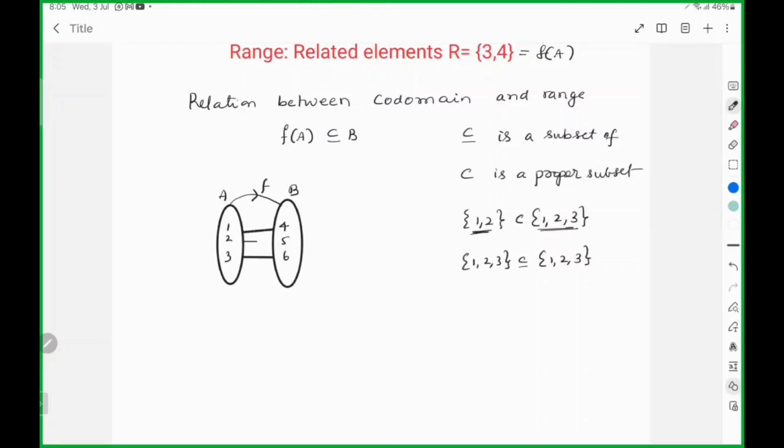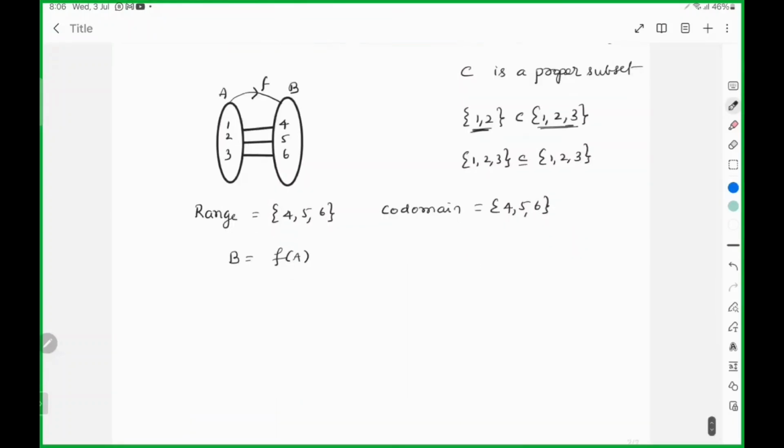Here, in this example, range is 4, 5, 6. Codomain is also 4, 5, 6. So here range is nothing but B, which is f of A. Range and codomain both are the same. So range can be either a proper subset or can be equal to the codomain.